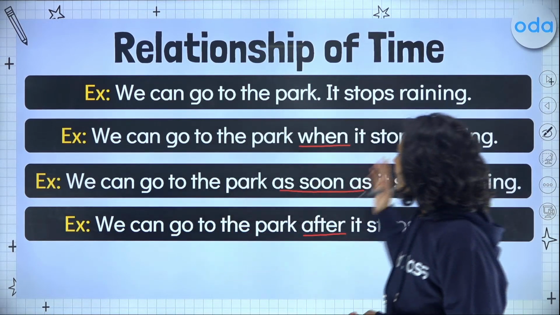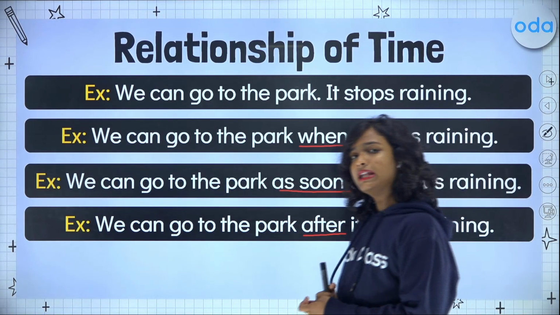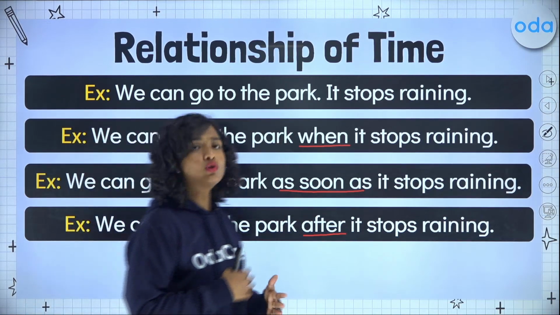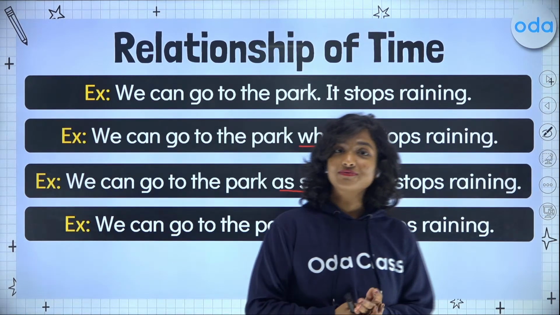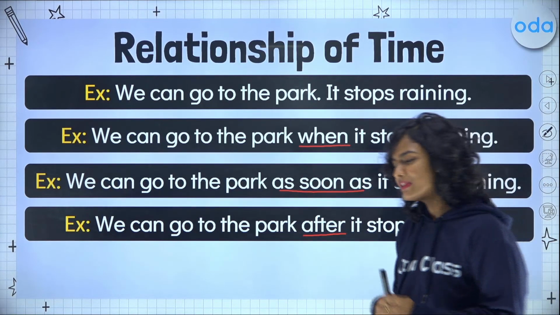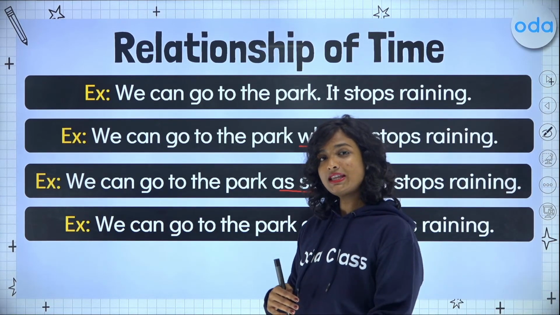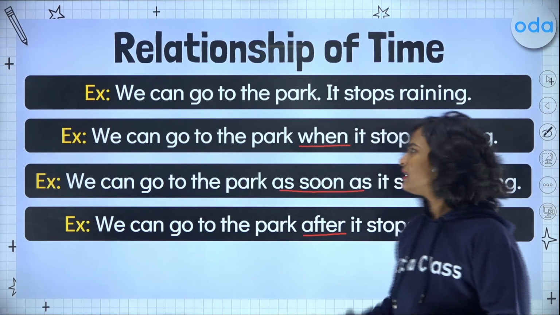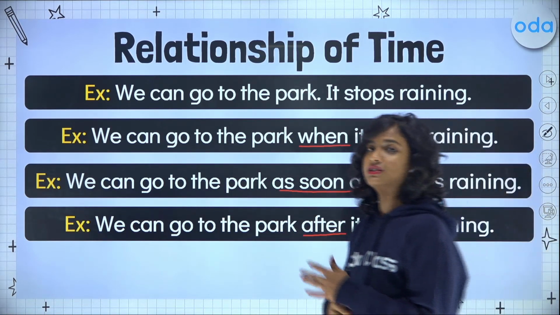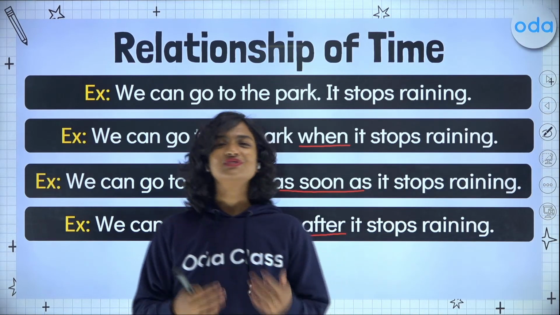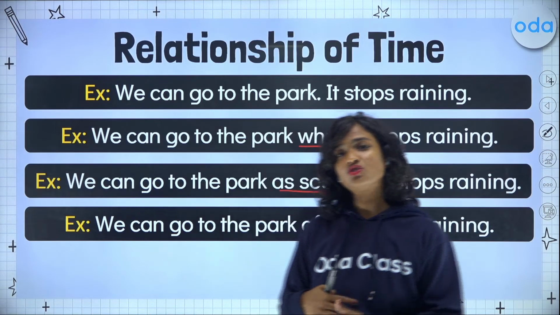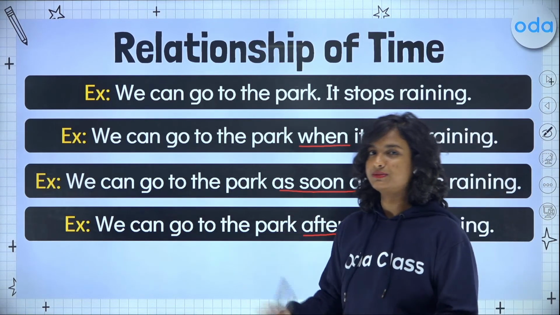So tell me, we can go to the park when it stops raining. Once again, here, this shows more of a consecutive action, right? This is not a simultaneous action, it's a consecutive one. One thing happens, then the other thing will happen. So we can go to the park as soon as or after, once, when it stops raining. So we have a relationship of time where it's showing one thing after the other.